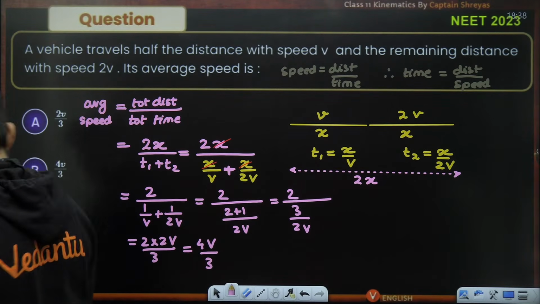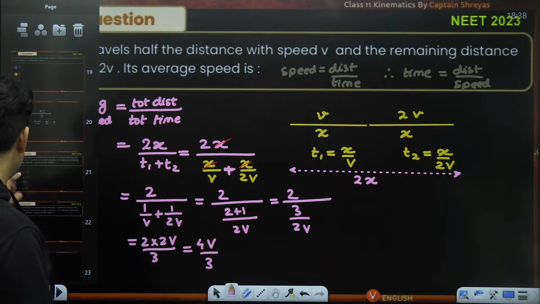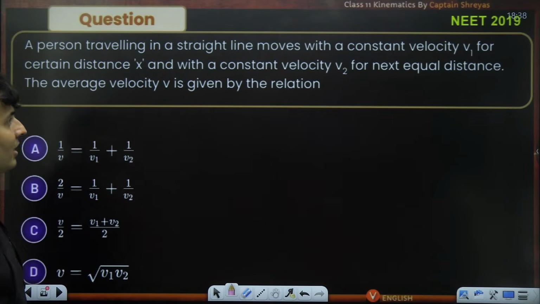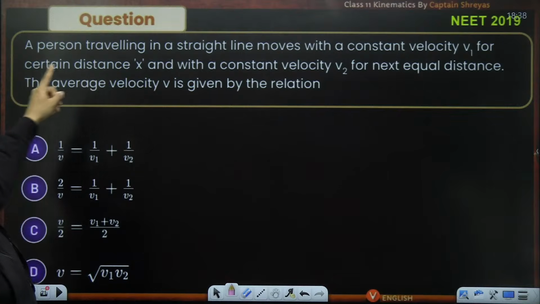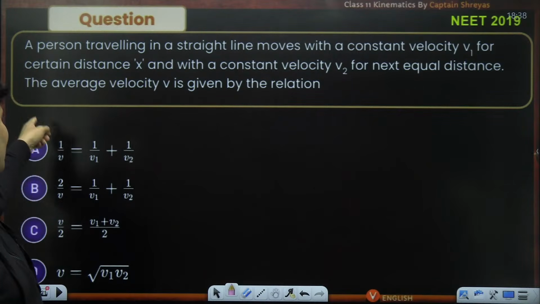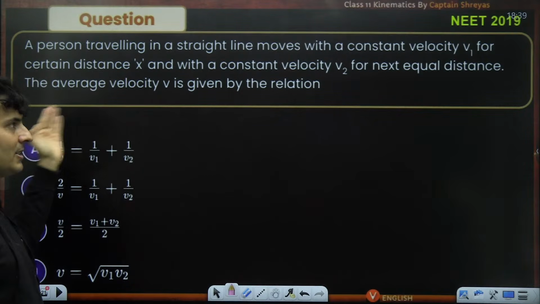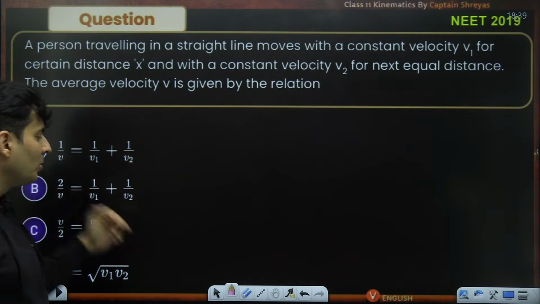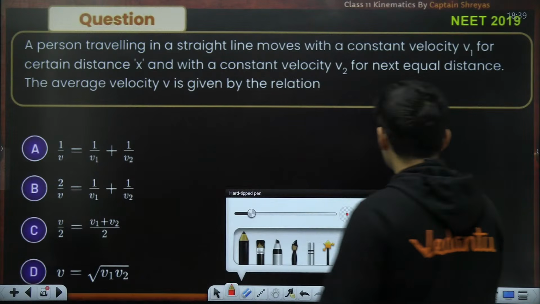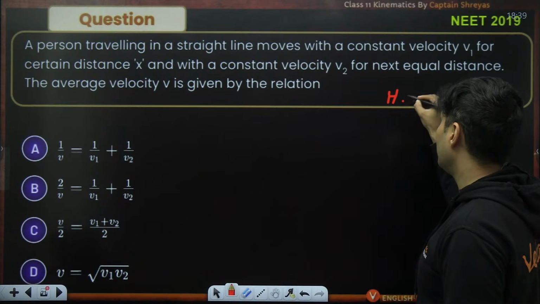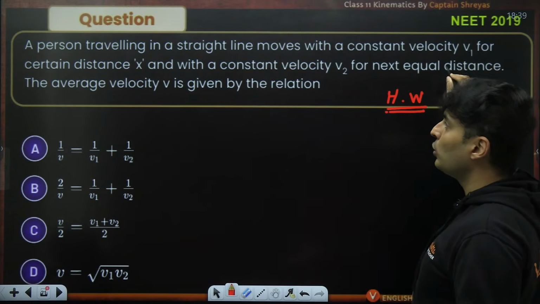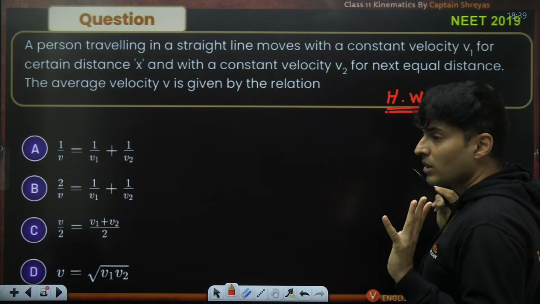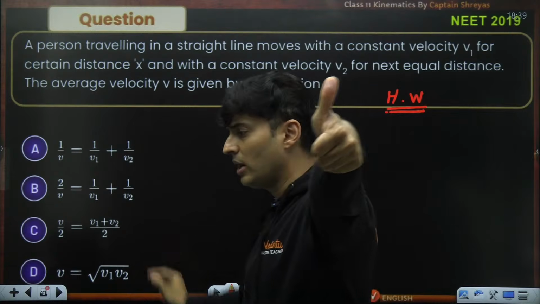Perfect, Sweta. Okay, let's go to the next question coming up on your screen. This was a NEET 2019 question. A person traveling in a straight line travels with V1 a certain distance, and V2 the next equal distance. Guys, this is just like the previous problem. Will you now be able to do this question as homework? See how the pattern is getting repeated. Same question, instead of V and 2V, now they are given V1 and V2. Will you be able to do it? Yes or no? I will not show you the answer.